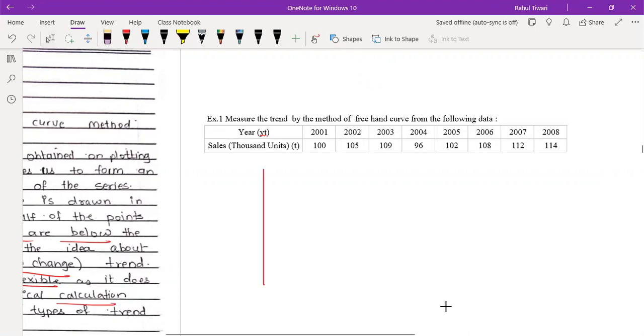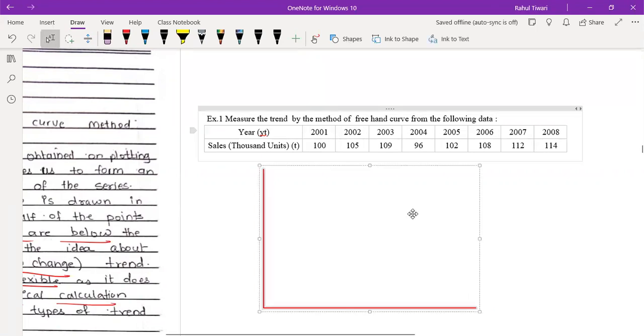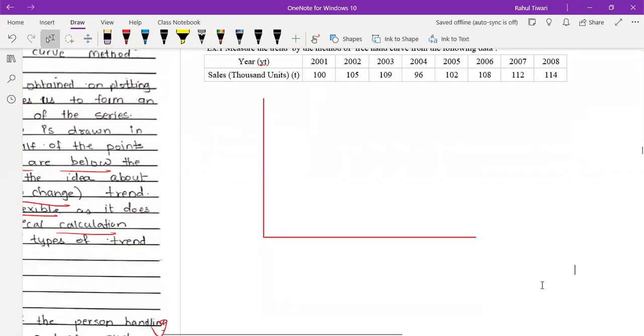This is my data. And let's draw this data. Suppose this is we have 2001, 2002, 4, 5, 6, 7, 8.